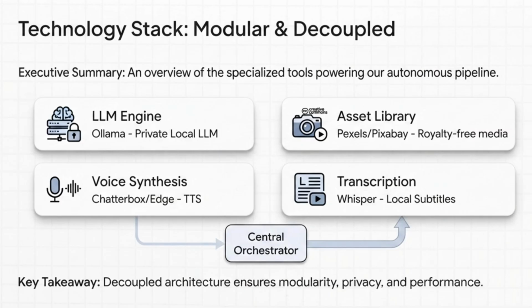You can run the script generation completely privately on your own machine using Ollama. You can pull stunning, royalty-free clips straight from Pexels or Pixabay. You can synthesize or even clone custom voices locally for free using Chatterbox TTS. And to top it off, you get perfectly synchronized word-by-word subtitles by running Whisper right there on your desktop. The level of control you have over all these individual pieces is pretty much unprecedented.